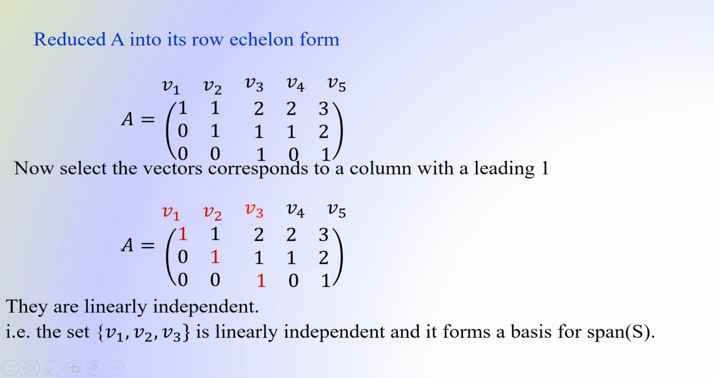So what we have done is convert the matrix into its row echelon form and find the columns which contain the leading one of each row. Then the set will be linearly independent, and it forms a basis for the span of S.